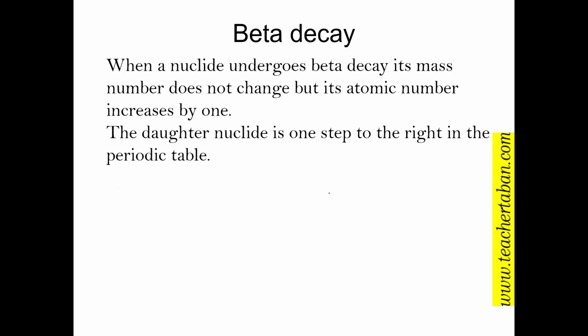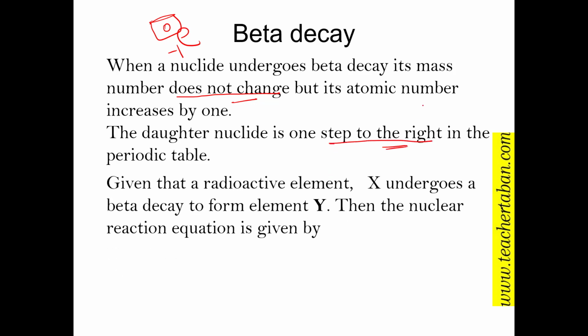When a nuclide undergoes a beta decay, its mass number does not change, because remember, an electron is represented by this. So the mass is 0. So there's no change in the mass number, but the atomic number increases by 1. In other words, the daughter nuclide moves one step to the right in the periodic table. Remember that the number of protons determines the position of the element in the periodic table.